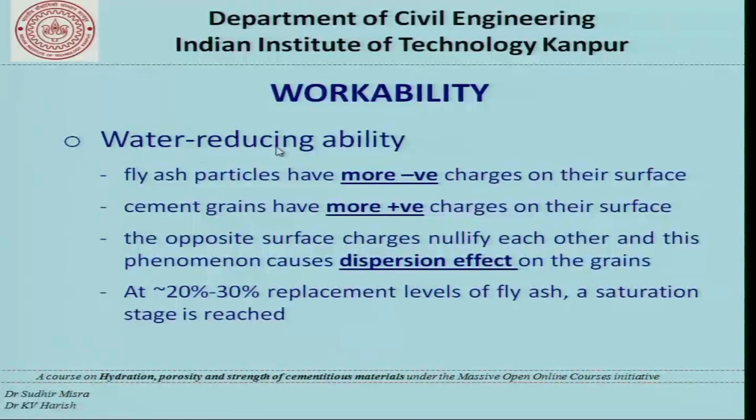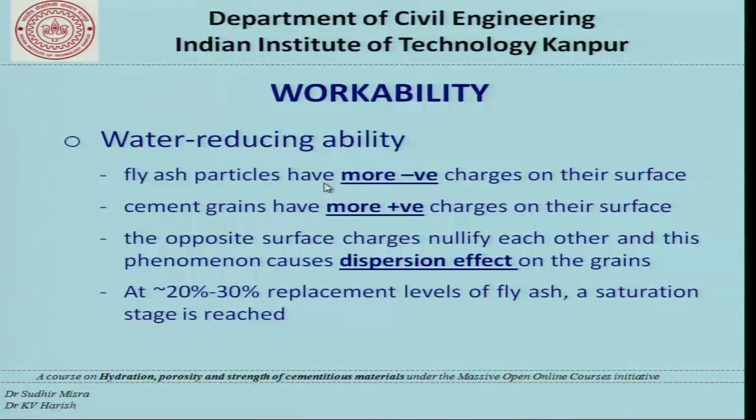Now, what is meant by water reducing ability? Now, if you carefully see the composition or the oxide composition of fly ashes, we see that a substantial amount is silicon dioxide, aluminum oxide and iron oxide.